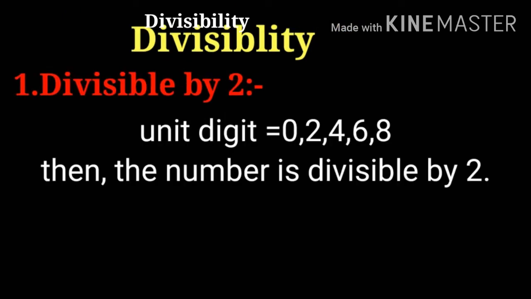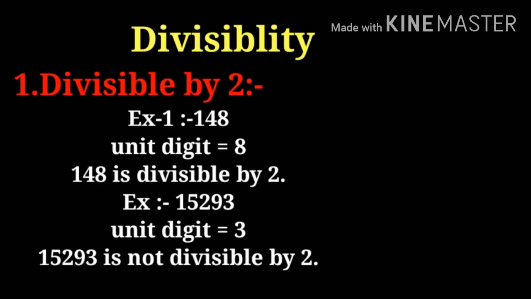Let us start. First one, divisible by 2 or not. If any number has the unit digit 0, 2, 4, 6, or 8, then the number is divisible by 2. Let us discuss a few examples.